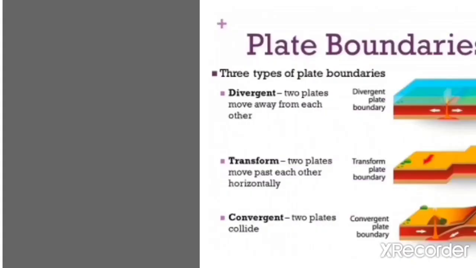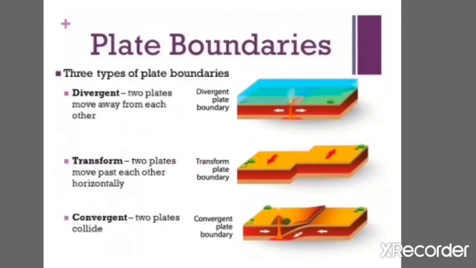Now there are three types of plate boundary. First, the divergent plate boundary, where two plates move away from each other. Second, the transform plate boundary, where two plates pass each other horizontally. And the last is the convergent boundary, where plates come together. It may lead to either collision or crumbling, and sometimes they slide under each other.